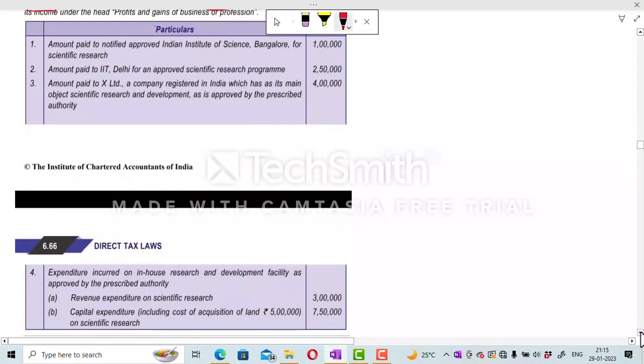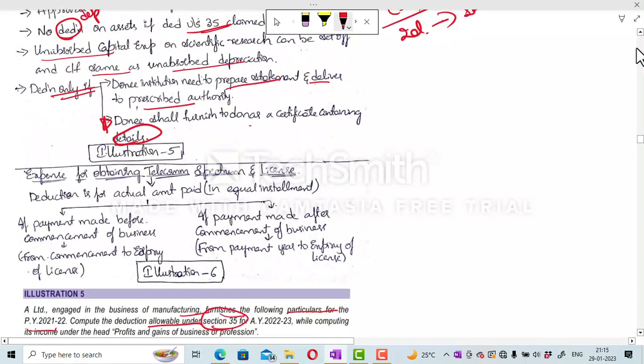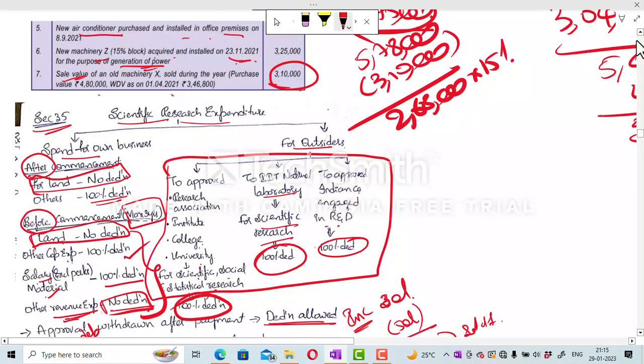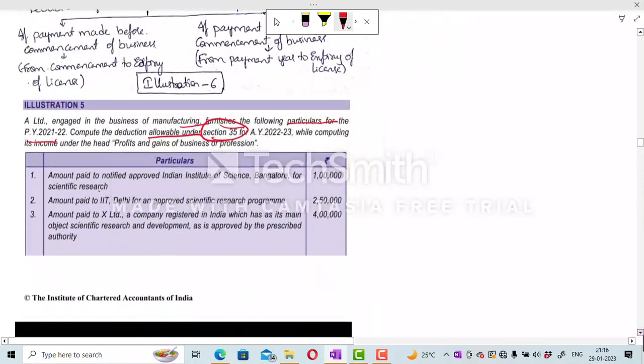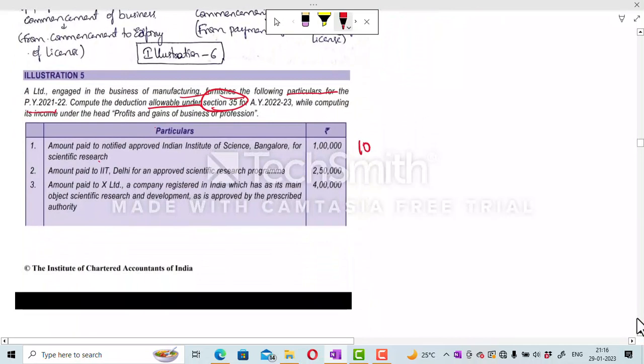Only four items they have given. Amount paid to notified approved Indian Institute of Science, Bangalore for scientific research. See, Indian Institute. We can take 100% deduction. Scientific research also, we can take 100% deduction. So 100%, total 1 lakh we will get as deduction.